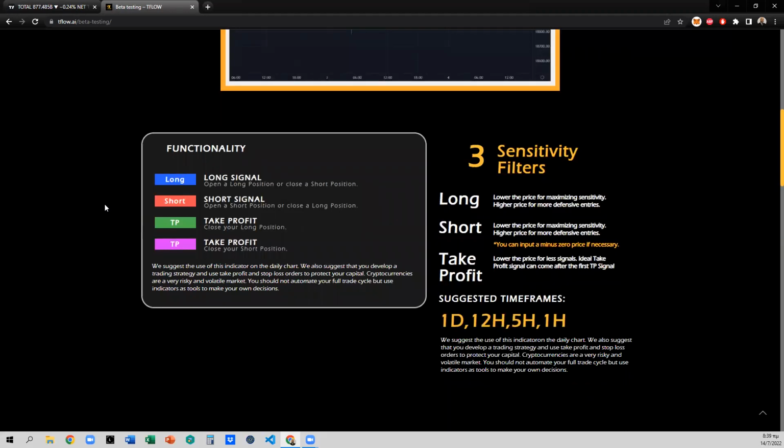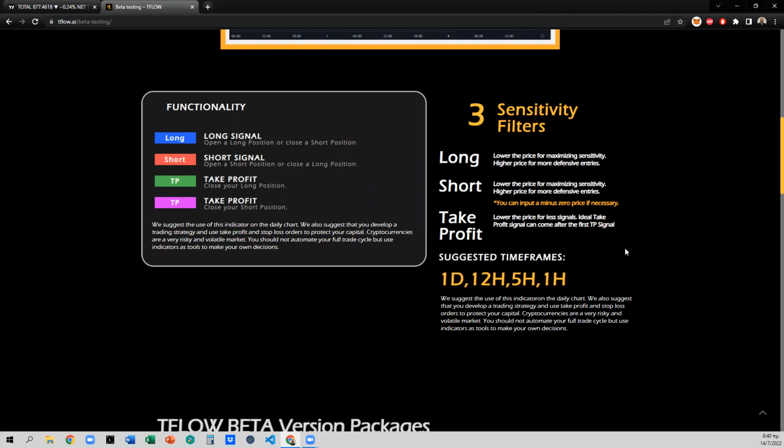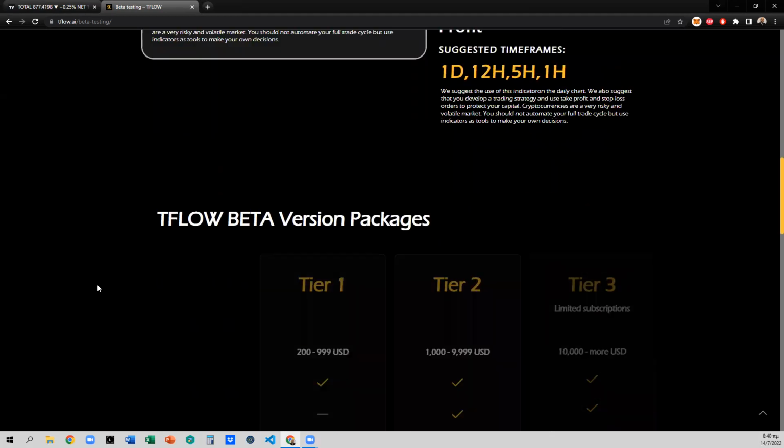And on the chart, you're going to find 4 types of signals. The long signal, which is in blue, which means that you can open a long position or close a short position. A short signal, which means that you can open a short position or close a long position. The green take profit, which means that you can close your long position. And a purple take profit, which means that you can close your short position and take your profits. We suggest to use it on the daily time frame, but I'm going to show you in detail how exactly you are going to use this indicator.